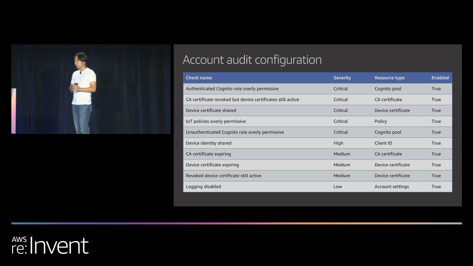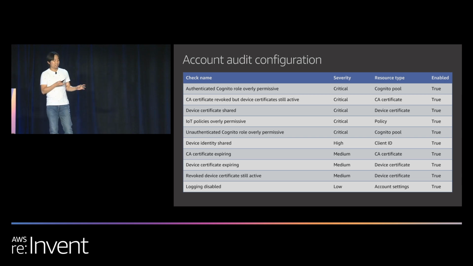Currently, there are 10 checks available on the audit side. Each has a severity and each has different actions. So you can choose what checks you would like to get an audit report from AWS IoT Device Defender.